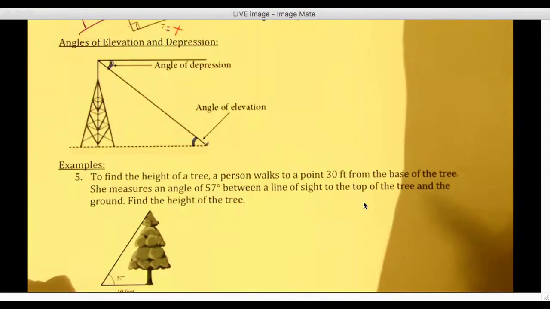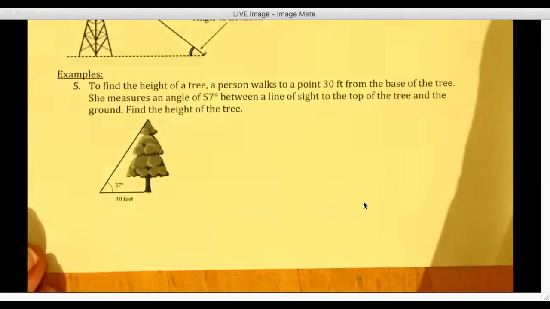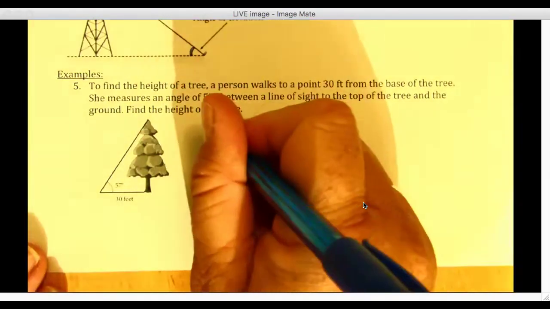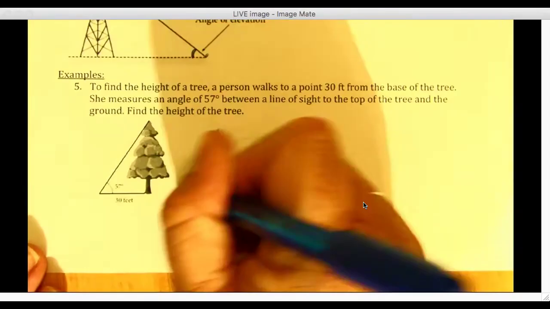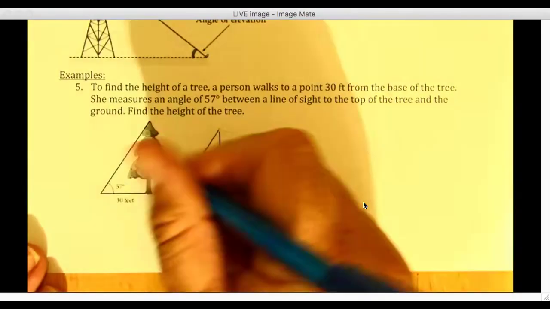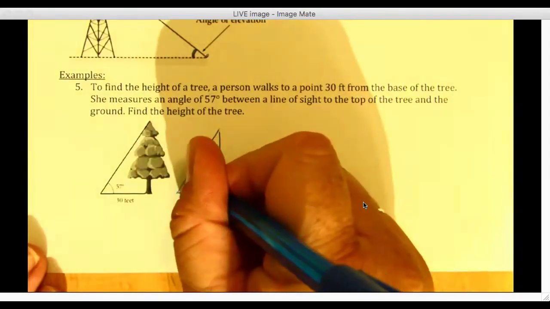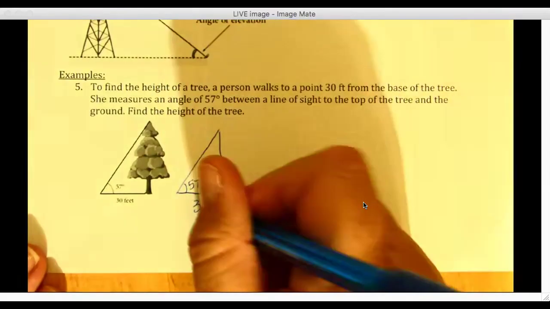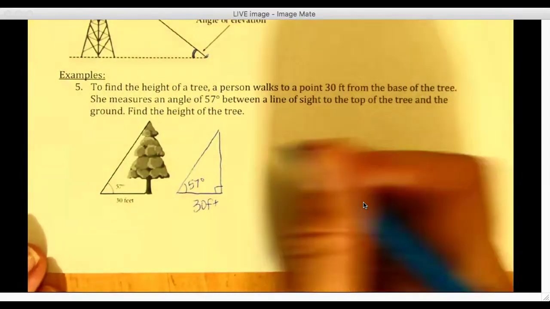They're looking up. So in this next example, it says to find the height of a tree, a person walks to a point 30 feet from the base of the tree. She measures an angle of 57 degrees between a line of sight to the top of the tree and the ground. Find the height of the tree. So the nice thing is they've given us a picture here, and we can turn this just into a triangle without the tree there. This is 57 degrees. This is a right triangle. This is 30 feet right here, and we want to find the height of the tree.